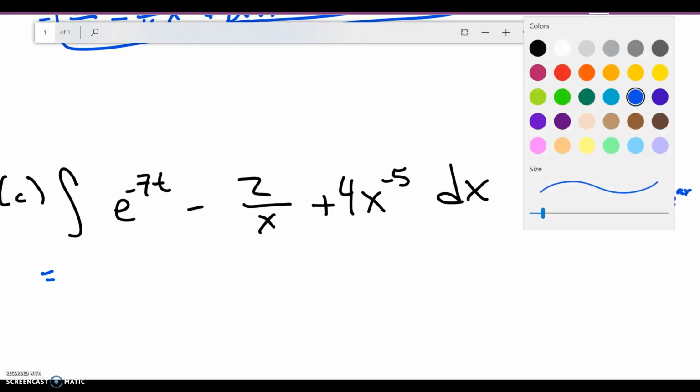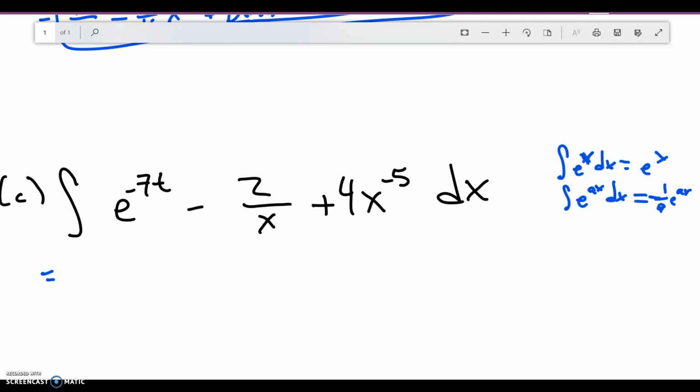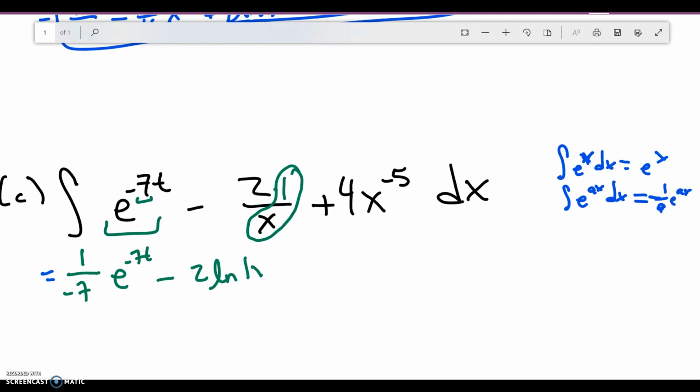All right, so let's go ahead and do this. So the antiderivative of this, well, we notice that there's a -7 in the front, so this is going to be 1 over -7. So you're going to put that over, and then I'm going to have e to the -7t. Now minus, this 2 isn't going to do anything. Notice that I have a 1 over x here, a hidden 1 over x. That's going to be ln of absolute value of x. Then plus, this one I'm going to add 1 and divide by the total. I'm going to have 4x to the -4 divided by -4 plus c.